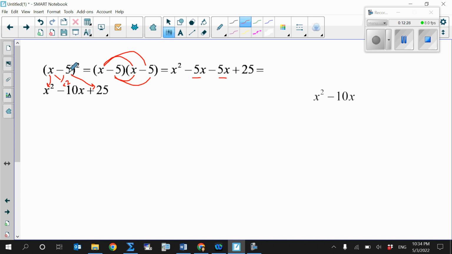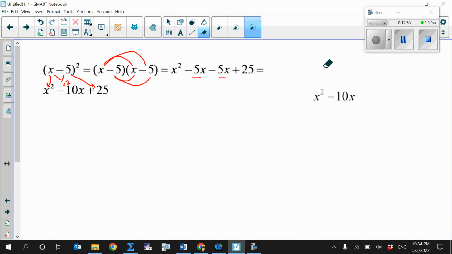2 times negative 5 times x is negative 10x. So this is how the middle term is basically made here. Now, if I'm given an algebraic expression like x squared minus 10x, and I'm asked to change this to a perfect square, what I need to do is to find the missing term and add that to this expression, and then that will be a perfect square.